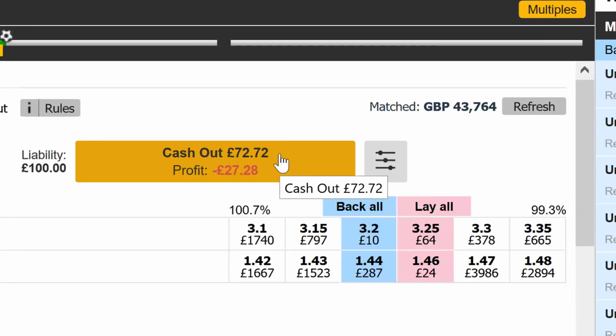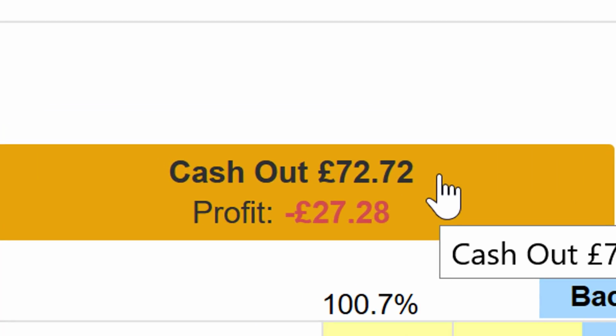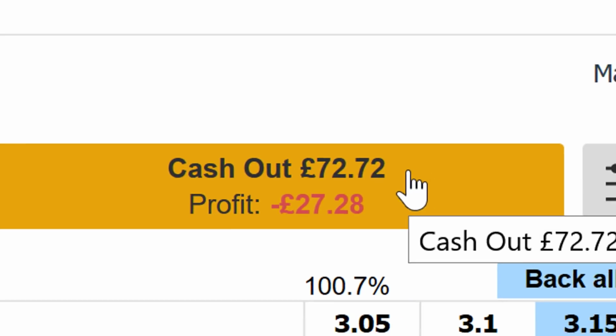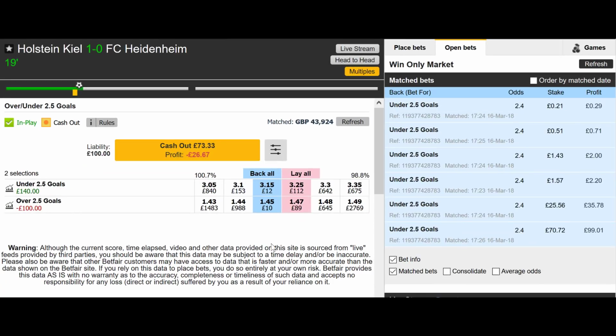So we could cash out for a loss. These are our options here. Option number one is to immediately now cash out for a loss and take a £27 hit guaranteed no matter what. Option number two is to just let it ride down.